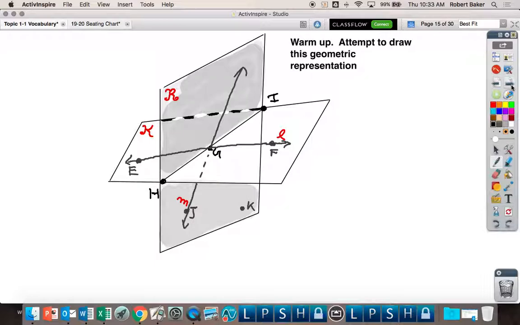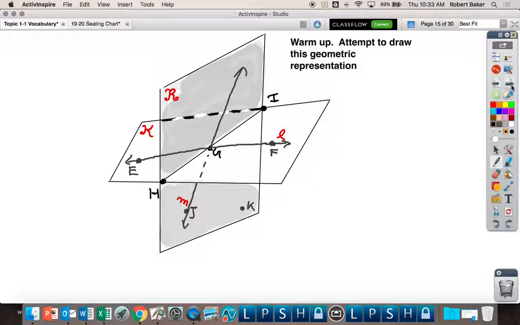G and J be a ray. Ray GJ does exist. It starts here and it goes down this way. What plane is ray GJ on? The gray plane-ish, right? Come on, get fancy with it. Plane R.